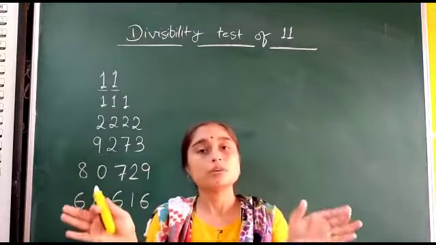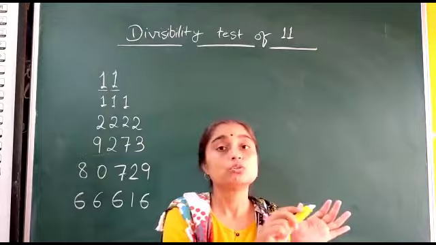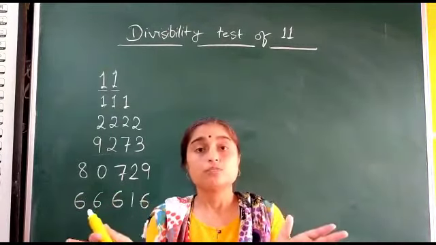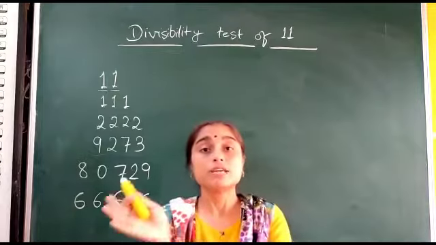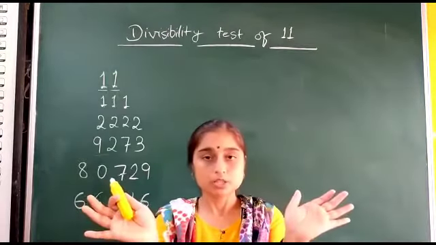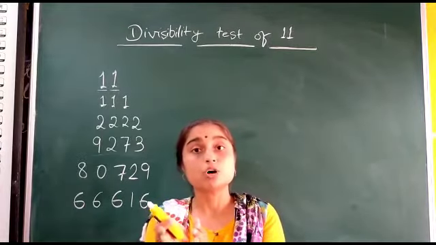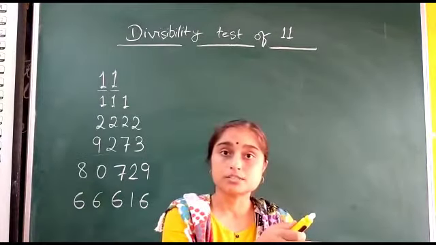Whichever are the odd place numbers, we will underline those numbers which are at odd place and add all of them. Then we will add all the even place numbers. Then from the sum of odd place numbers we will subtract the sum of even place numbers.